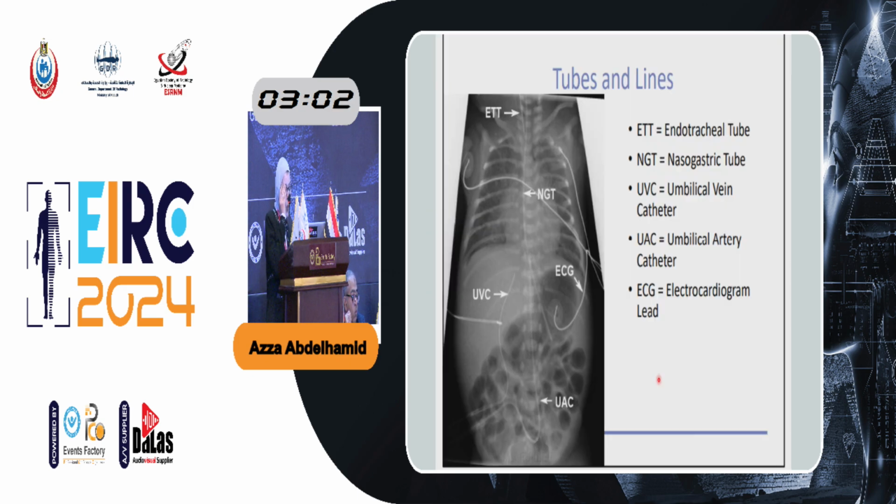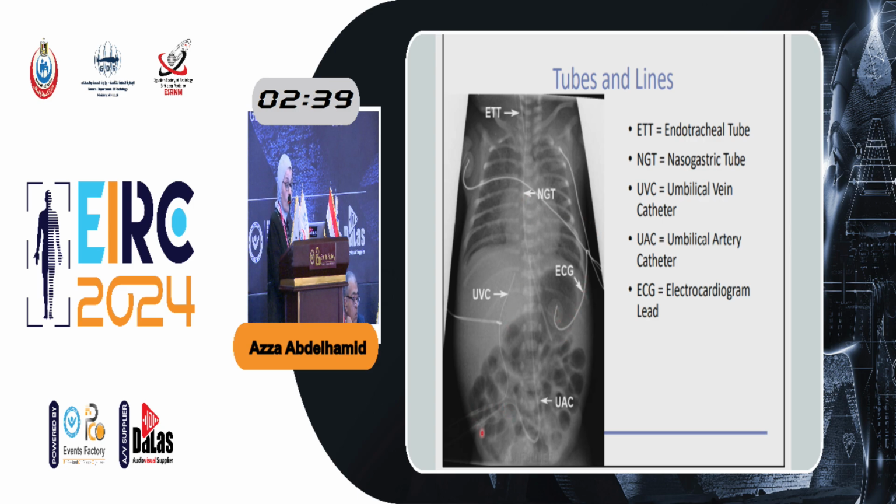And finally, what's the difference between all lines and the tube? You should be able to recognize them. This is the endotracheal tube. That long one here, which ends at the stomach, is the nasogastric tube. This one with these plastic lids are the ECG, okay? Trace it. This is ECG electrodes.